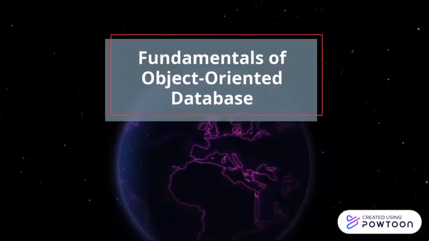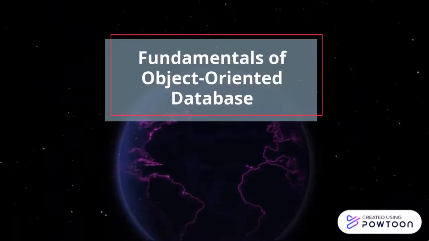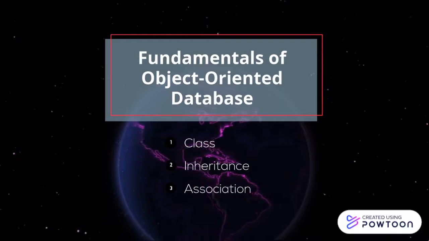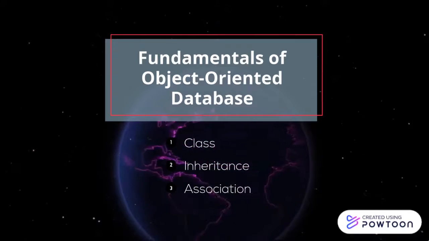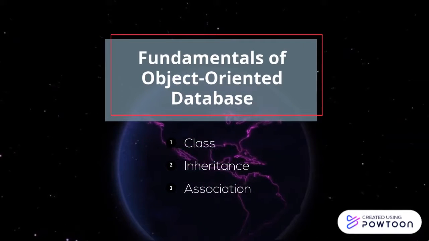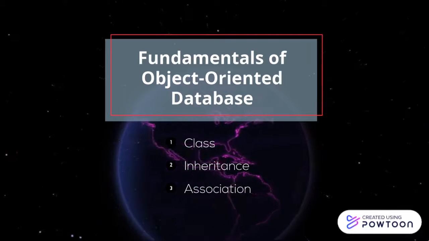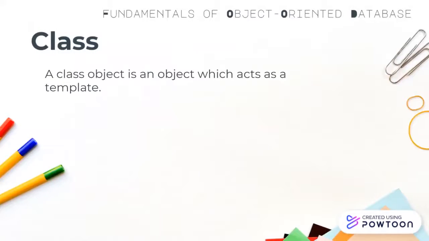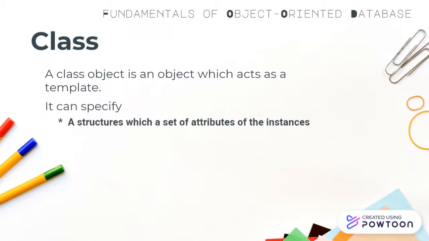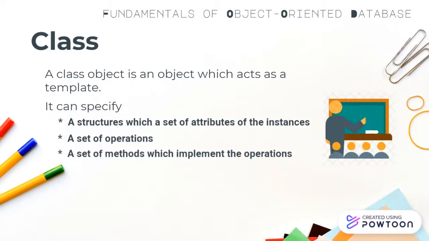Okay, next we will see the fundamentals of object-oriented database. There are three fundamentals of object-oriented database, which are class, inheritance, and association. Class. A class object is an object which acts as a template. It can specify a structure which has a set of attributes of the instances, and a set of methods which implement the operations.